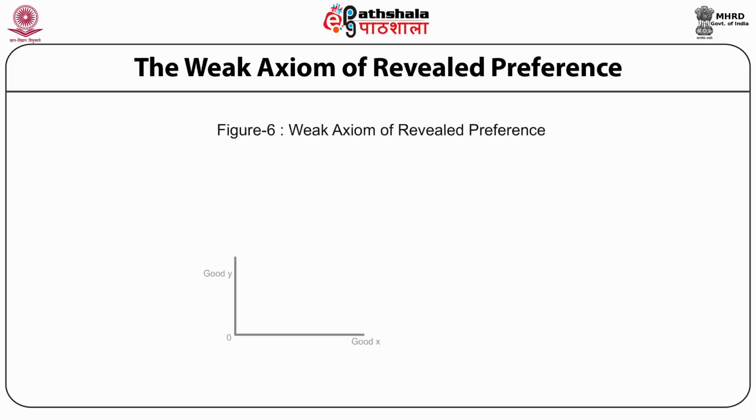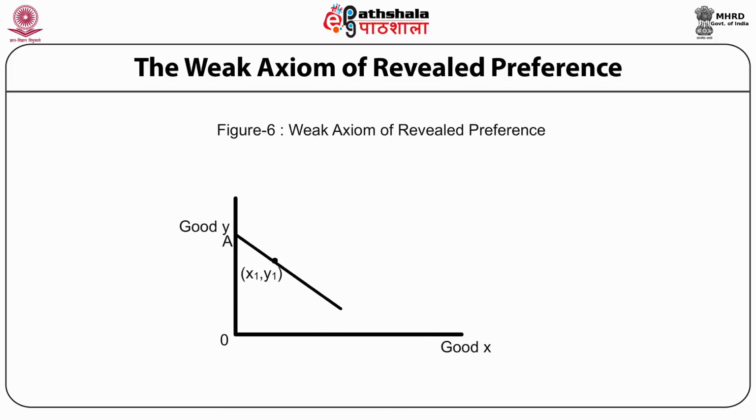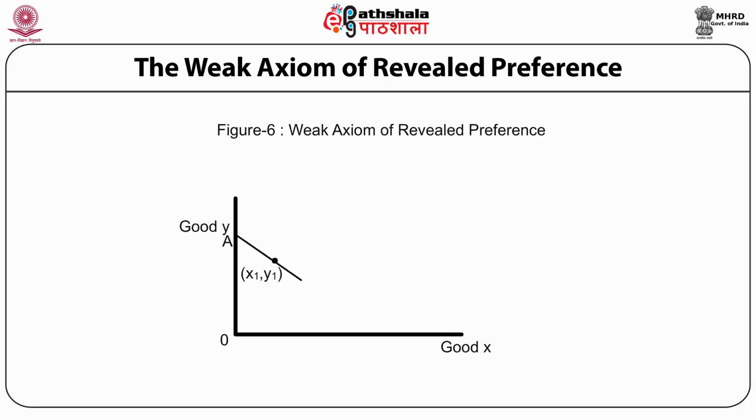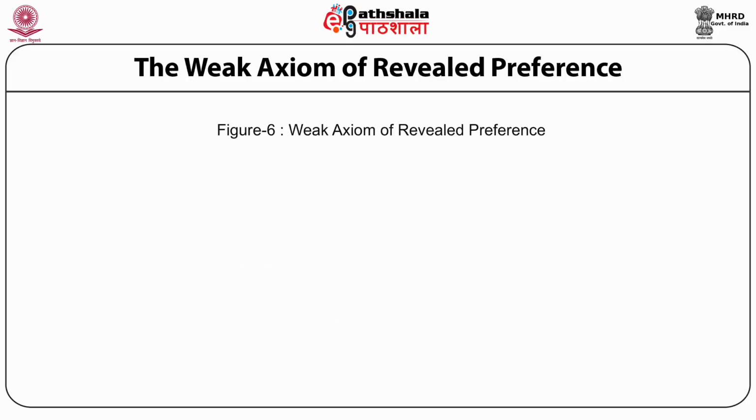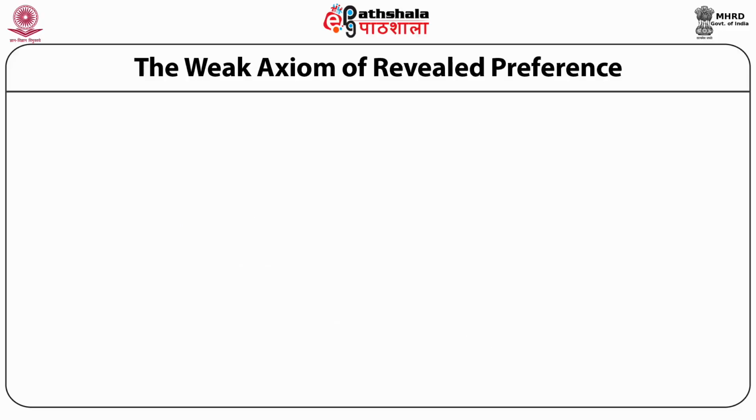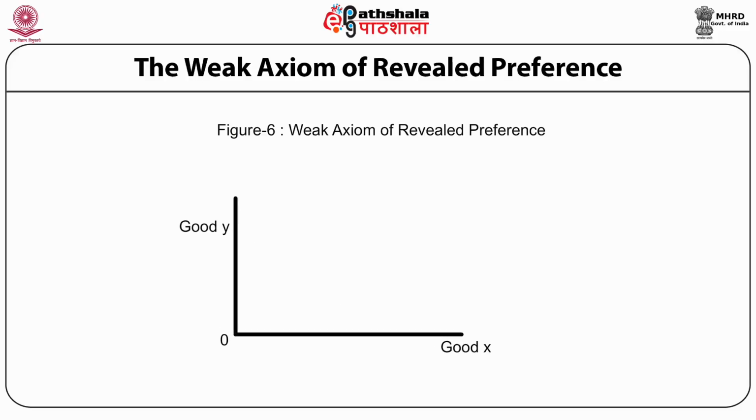Now, there is this strong axiom of revealed preference. Whereas the weak axiom is based upon the concept of direct revealed preference, the strong axiom is based upon the added concept of indirect revealed preference. As we already know, indirect revealed preference follows the transitivity principle, that is, if bundle 1 is preferred to bundle 2 and bundle 2 is preferred to bundle 3, then bundle 1 is indirectly revealed preferred to bundle 3. For the consumer's choice to be maximizing, we should not get a case where indirect revealed preference is violated, or the strong axiom of revealed preference is violated.